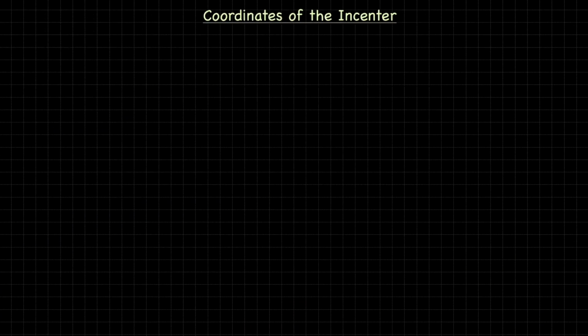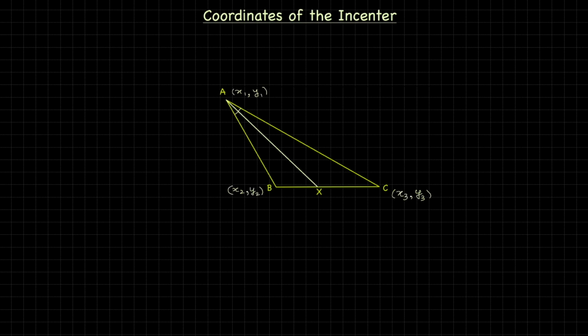In this section, we're going to put together what we learned in the previous two sections to come up with a formula for the coordinates of the incenter. So again, we have triangle ABC. AX is an angle bisector. The coordinates of ABC are x1, y1, x2, y2, x3, y3 respectively.